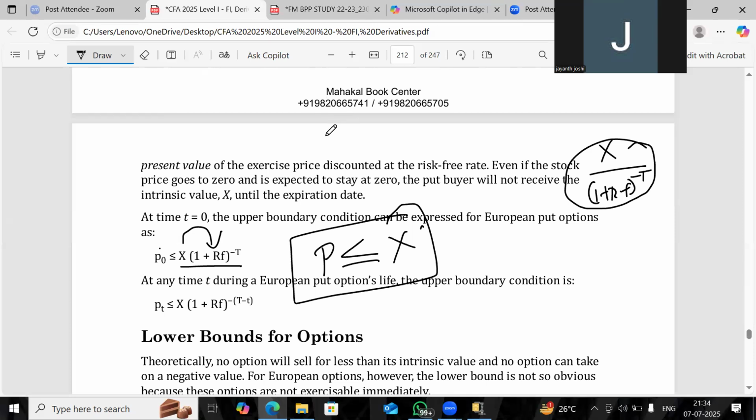What was the upper bound of call option? Call option should always be less than or equal to stock price. And put option should always be less than or equal to strike price. Why?